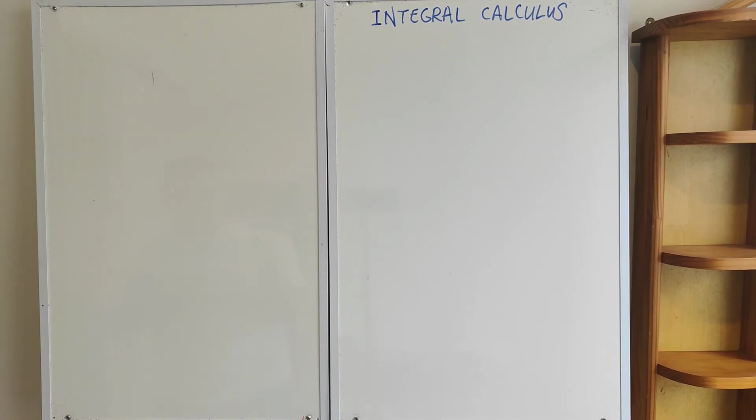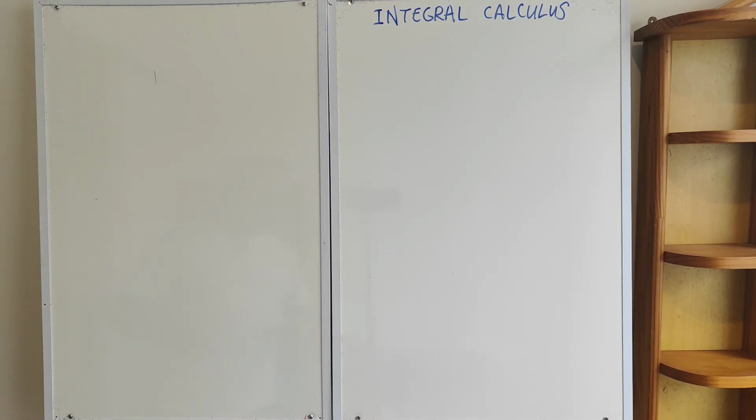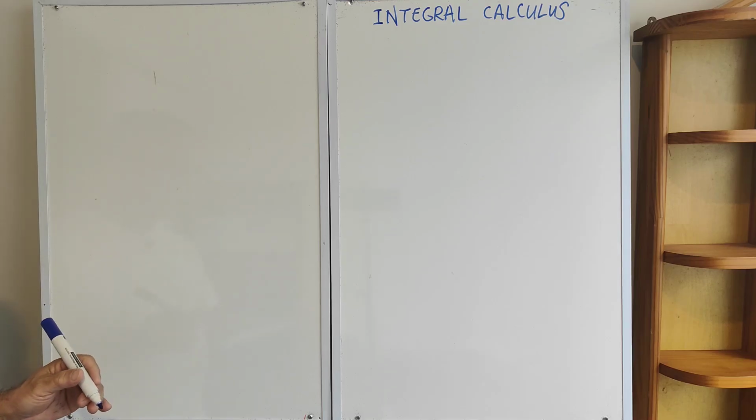In this video, we will answer the question, how can the area under a curve be found by anti-differentiation or integration? So first, I would like to discuss the integration process. The integration process is the reverse process of differentiation.